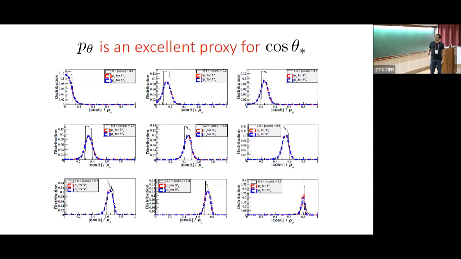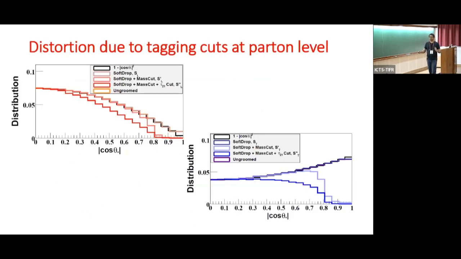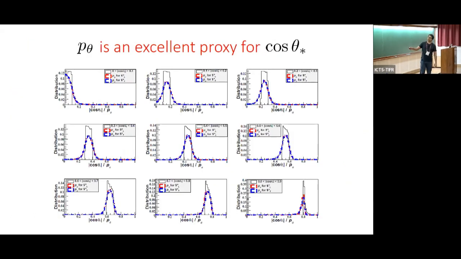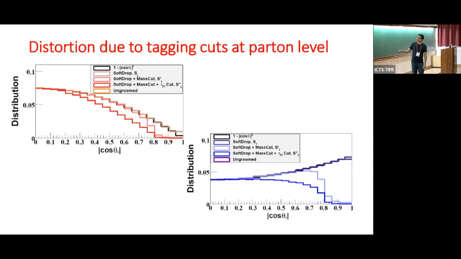Now, in addition to this, you could say that I'm not really measuring cosine theta star, I'm measuring the proxy variable p theta, and we could look at the extra distortion that would cause. But what we find, from Monte Carlo truth, is that p theta excellently reconstructs cosine theta star, at least until cosine theta star is 0.8. So almost always p theta gives you a very faithful reconstruction of cosine theta star. The only distortion in the distribution away from 1 plus cosine squared theta is the selection effect of the grooming algorithm plus your tagging cuts.